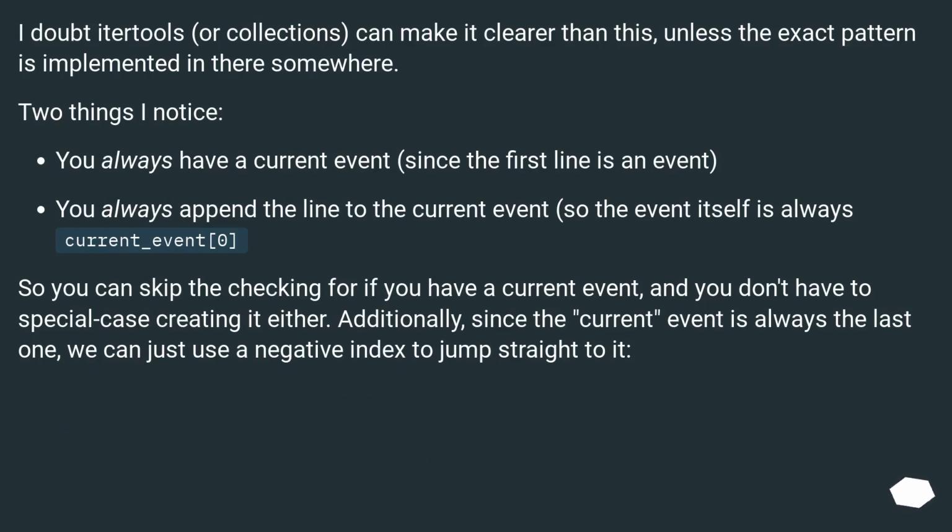I doubt itertools, or collections, can make it clearer than this, unless the exact pattern is implemented in there somewhere. Two things I notice. You always have a current event. Since the first line is an event, you always append the line to the current event, so the event itself is always current_event[0]. So you can skip the checking for if you have a current event, and you don't have to special case creating it either. Additionally, since the current event is always the last one, we can just use a negative index to jump straight to it.